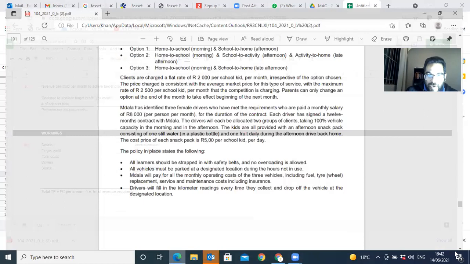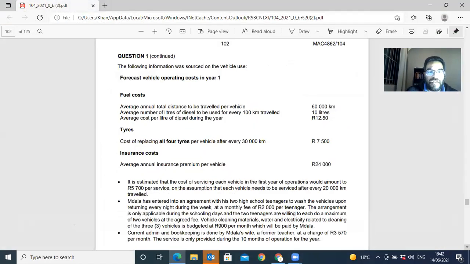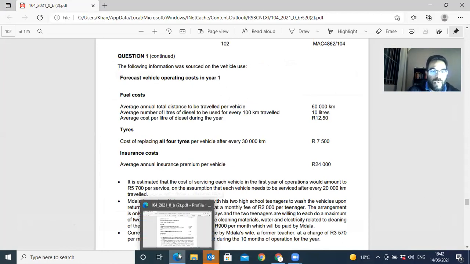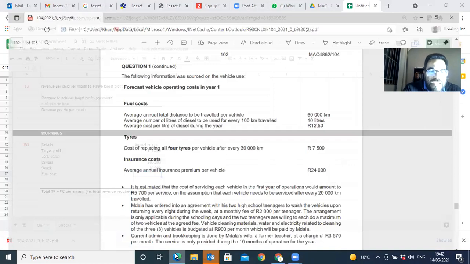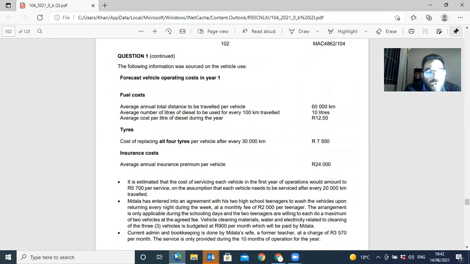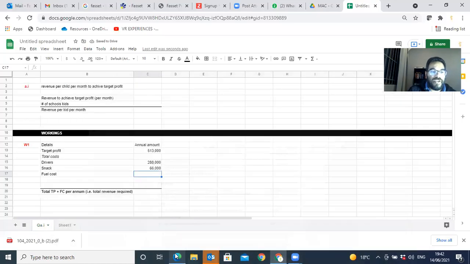Next, the policy. Nothing over the policy we need. I don't remember seeing any numbers over there. Now we can deal with fuel costs. The fuel cost is going to be as follows. This is the forecast vehicle operating cost in year one: the average annual distance to be traveled per vehicle, the average liters of diesel for every 100 kilometers, and then the cost per liter of diesel. Remember, there are 3 vehicles, right? Each vehicle travels 60,000 kilometers, but the price they're giving us, what did they give us?